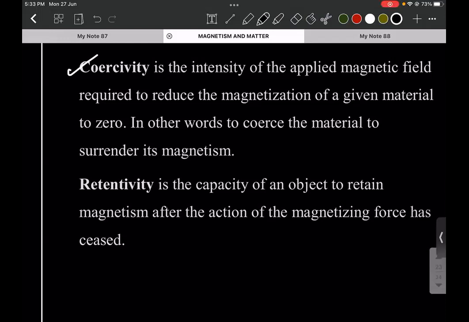Coerce means you are applying the reverse value of something. You are forcing something to lose. So write down this definition: it is the intensity of applied magnetic field required to reduce the magnetization of the given material to zero. In other words, to coerce a material means to make it surrender its magnetism.